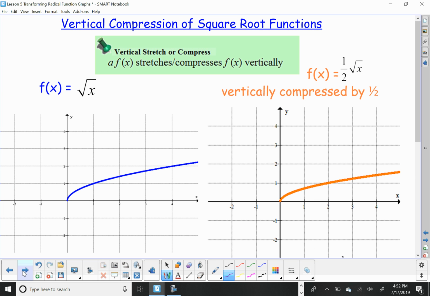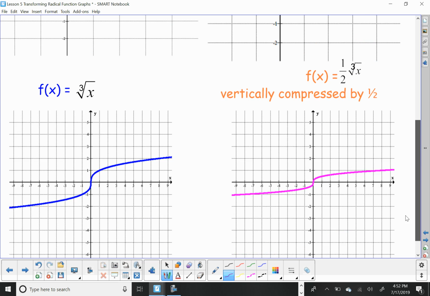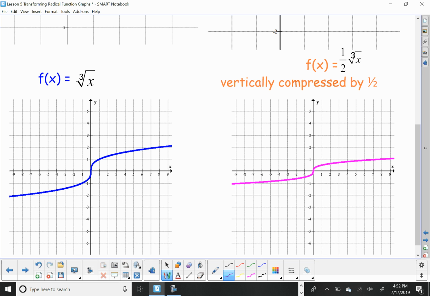Vertically compressed, right 1, up a half. Okay? Right 4 is supposed to be up 2, so it should be here at 1. I'm not sure what happened. Maybe when I moved it onto here, somehow I stretched it funny. Okay? Vertically compressed, right 1, up a half, right 8, up 1.